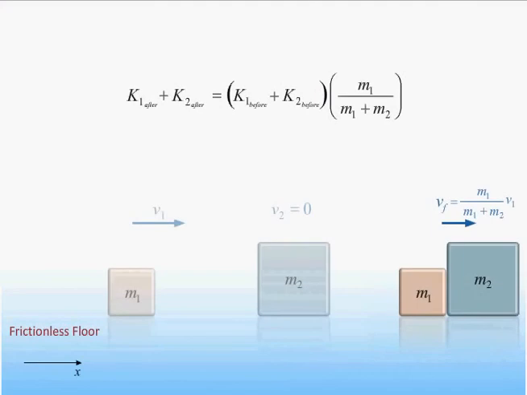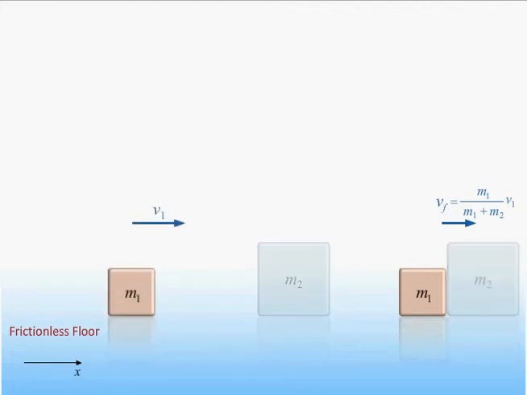We saw on the last slide that the kinetic energy of the boxes after the collision was less than the kinetic energy of the boxes before the collision. How can we understand this loss of energy? Where did the energy go? To understand this loss of energy, we need to look at the collision in more detail. Let's focus our attention on box 1 for now.